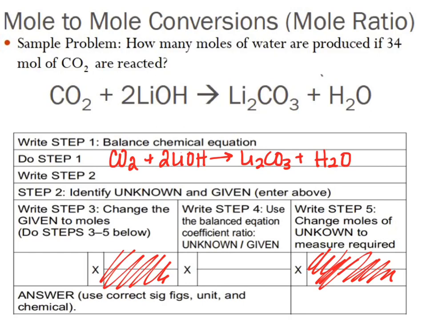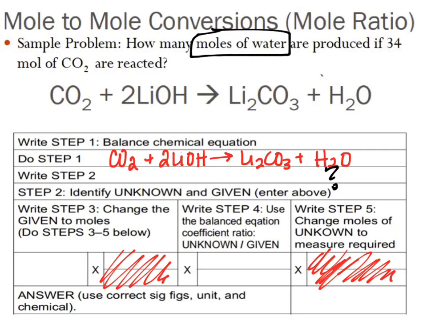So the next thing says identify your unknown and your given. So I go to my problem. How many moles of water are produced if 34 moles of carbon dioxide are reacted? So what is my unknown? What am I trying to find? Moles of water. So that is my question mark. I'm going to write a question mark underneath H2O. So I know that's where I'm going.